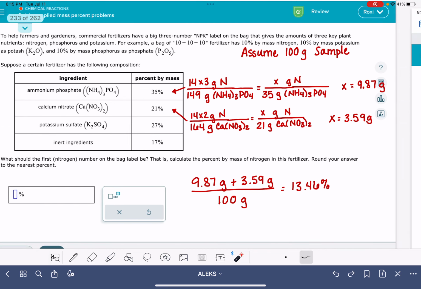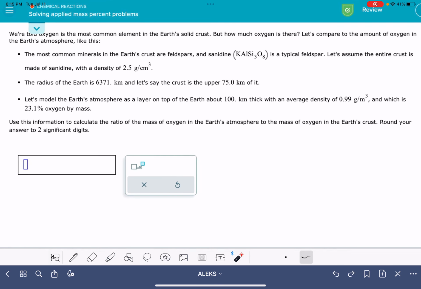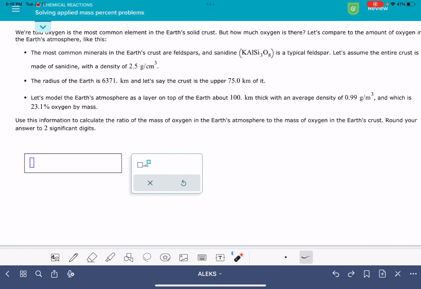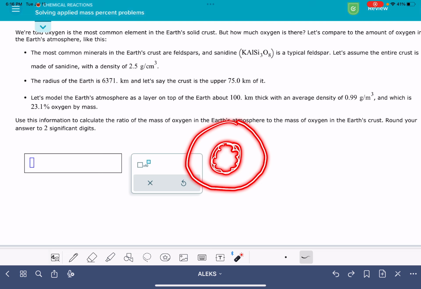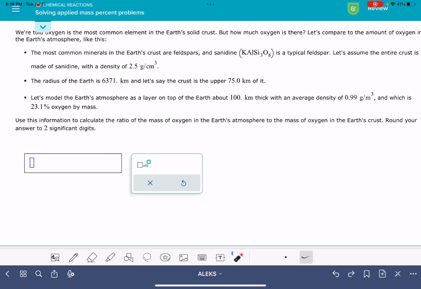Okay, one more. And this one I think is absolutely the hardest one out of all of them. There's so much going on in this problem. So this one is saying that we have the Earth. The Earth has a crust on it, the outer surface is the crust, and then there is this atmosphere. It wants us to calculate the relative ratio of oxygen in the Earth's atmosphere relative to oxygen in the Earth's crust. Oh my gosh. So there's a lot of stuff that we have to do. We're going to take this one piece at a time.